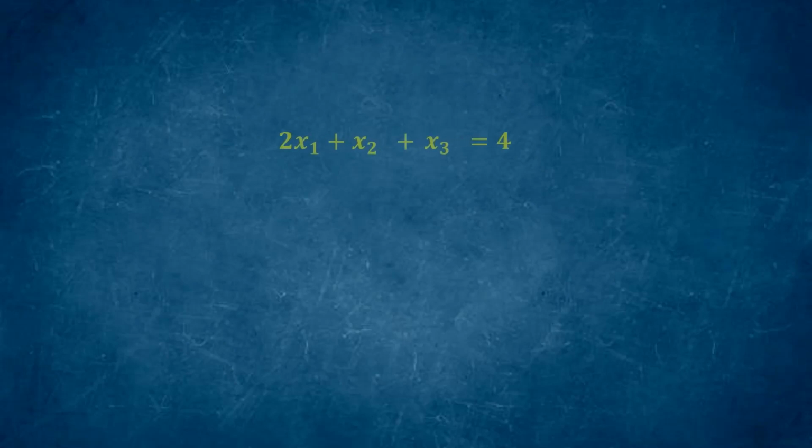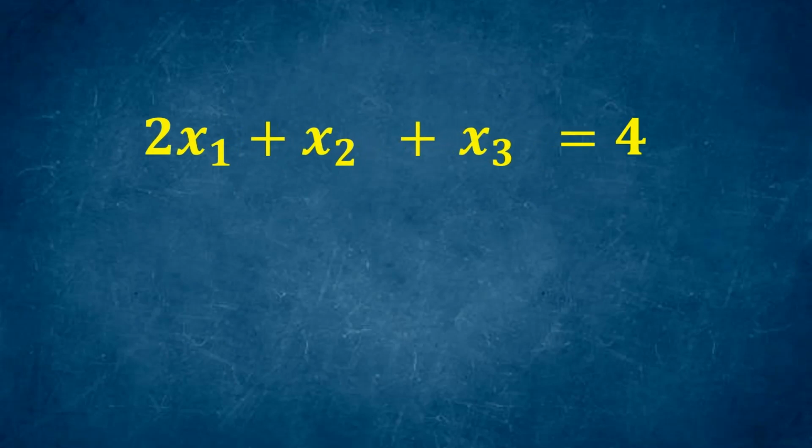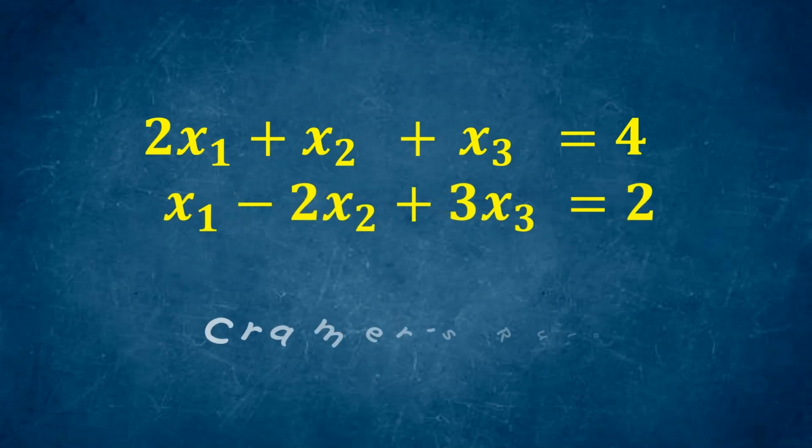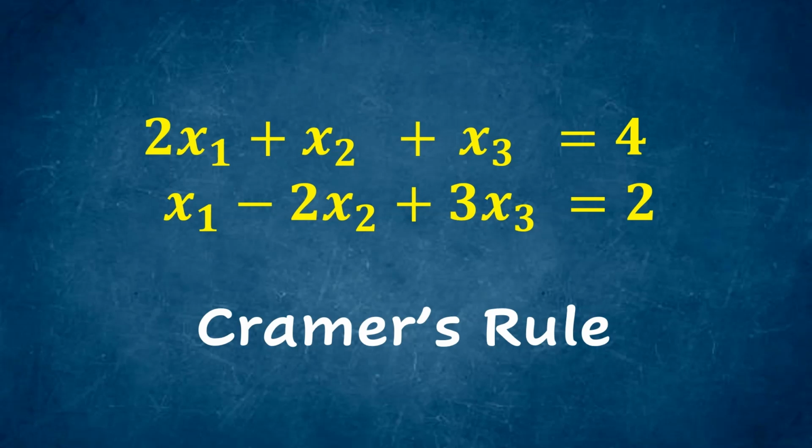In this video, we are going to solve a system of two equations in three variables by Cramer's rule. It seems odd, isn't it? Because we are told that this system cannot be solved by Cramer's rule. But let's do it. Consider a system of two equations in three variables.